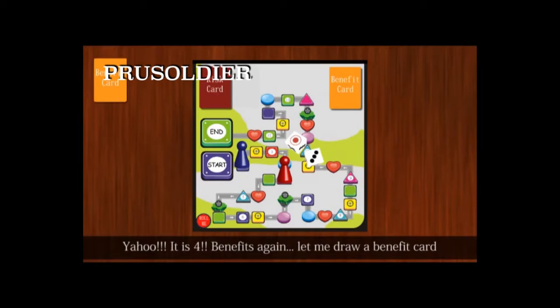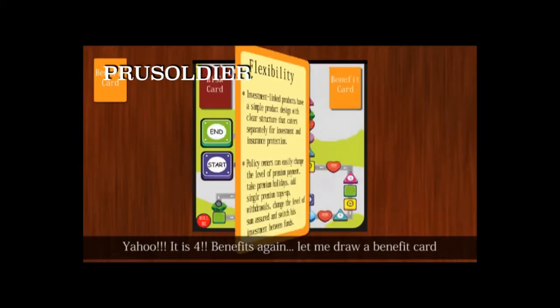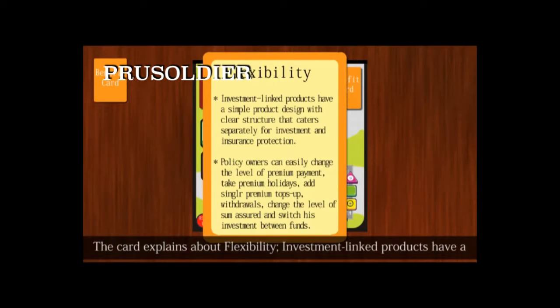Yahoo! It is for benefits again. Let me draw a benefit card. The card explains about flexibility. Investment-linked products have a simple product design with clear structure that caters separately for investment and insurance protection. Policy owners can easily change the level of premium payment, take premium holidays, add single premium top-ups, withdrawals, change the level of sum assured, and switch his investment between funds.